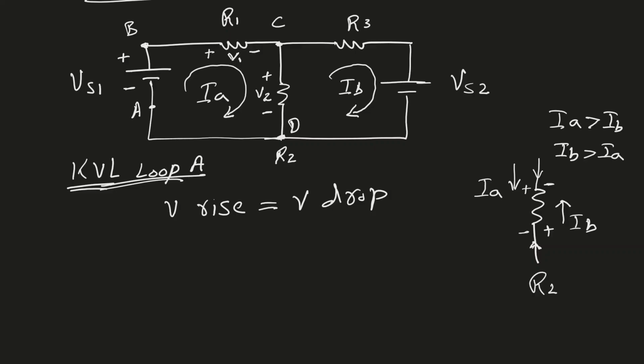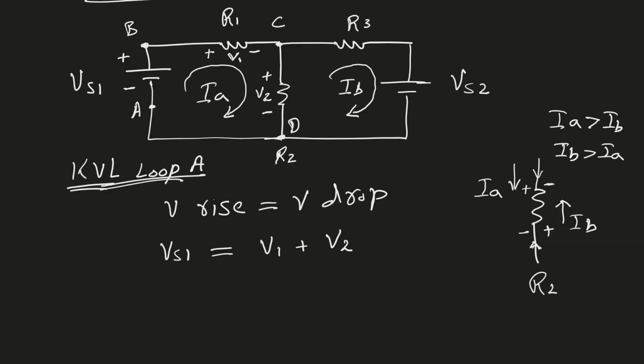So now let's apply KVL to this. Going from point A to point B, I have a voltage rise of Vs1. So Vs1 is a voltage rise for me. Then going from B to C, I have a voltage drop, which is V1. And then going from C to D, I have another voltage drop of V2. So KVL gives me this equation, which says voltage rise, Vs1 is equal to voltage drop of V1 plus V2. V2 is a voltage drop because I have assumed IA to be larger than IB.